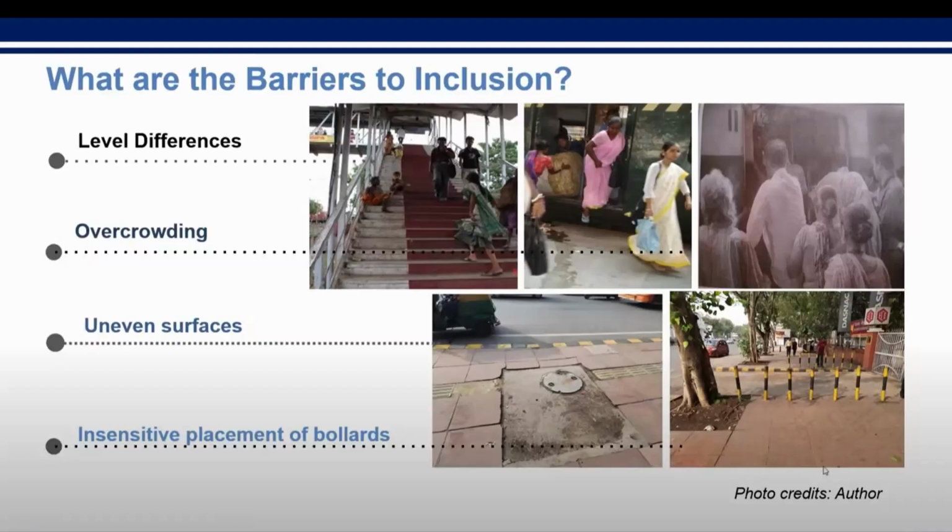So, barriers to inclusion. What are the barriers to inclusion? Level differences. In earlier days in railway stations, we found only staircases. Those are barriers for specially able persons, who cannot access these platform areas. They can be accessible with the help of persons lifting them to the platforms, or in overcrowded areas.